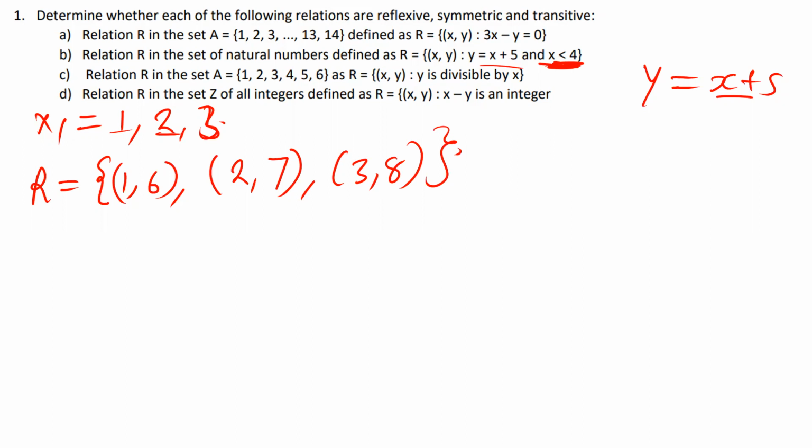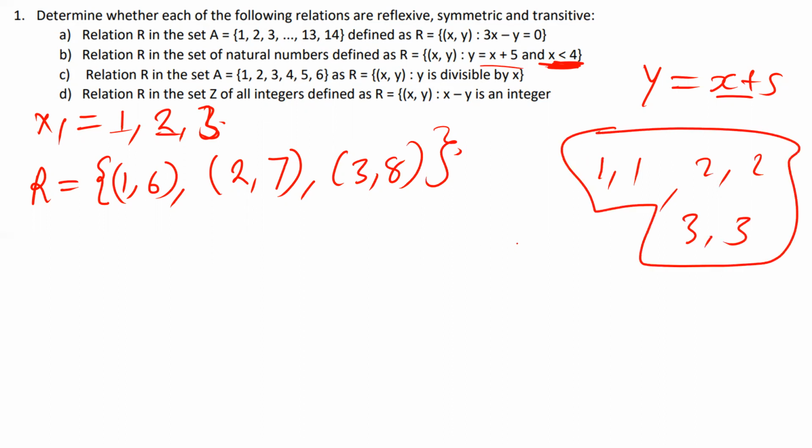And now the question comes in to say, is this relation reflexive, symmetric, and transitive? So we need to see if it's reflexive. Do we have anything that is (1, 1), or (2, 2), or (3, 3)? We don't have that in this relation. And that tells us the relation is not reflexive.